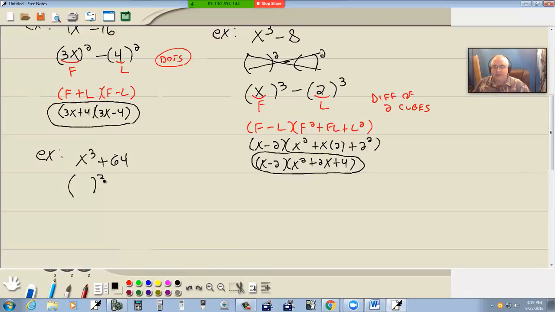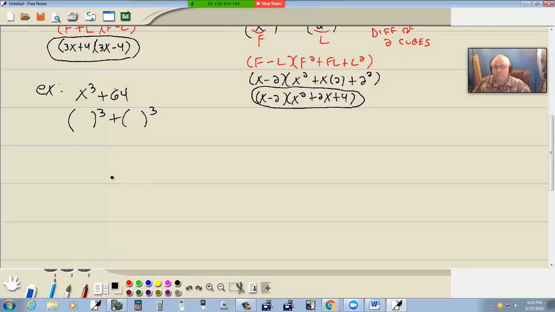We're going to try to rewrite this as something to the third power plus something else to the third power. And if you can successfully do that, that's when you can use the sum of two cubes. Well, x times x times x gives us x to the third, and 4 times 4 times 4 gives us 64. So we were able to rewrite it in that form. Now I'll label what's in the first set of parentheses as f for first. I'll label what's in the last set of parentheses as l for last. And this is going to be the formula for the sum of two cubes. So you've got f plus l times f squared minus fl plus l squared.